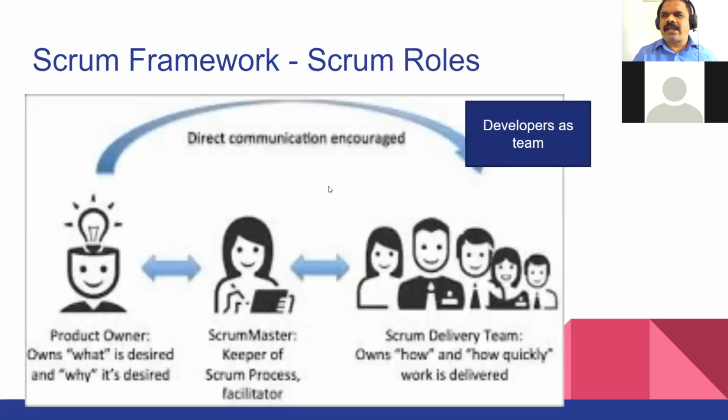So who are the actors? Who are the people actually doing the work in Scrum? There's a product owner. The product owner owns what is designed and why it is designed. The Scrum Master is the keeper of the Scrum process. He's also a facilitator. He helps in removal of impediments, issues, concerns, and all. And the Scrum delivery team owns how and how quickly work is to be delivered. So the Scrum Master is not a project manager. He is helping the team and the product owner whenever required. The Scrum Guide says the Scrum Master is a servant leader. And direct communication between the product owner and the Scrum delivery team is maintained.